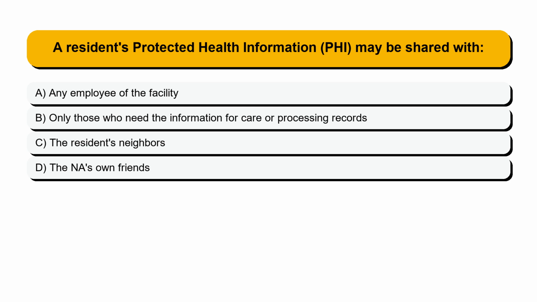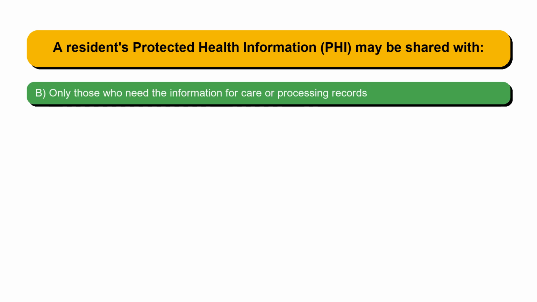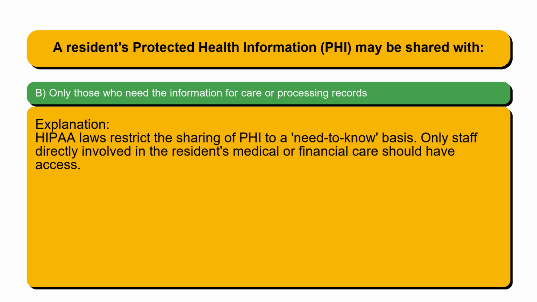Question 34. A resident's protected health information, PHI, may be shared with option A, any employee of the facility. Option B, only those who need the information for care or processing records. Option C, the resident's neighbors. Option D, the NNA's own friends. The correct answer is option B, only those who need the information for care or processing records. HIPAA laws restrict the sharing of PHI to a need-to-know basis. Only staff directly involved in the resident's medical or financial care should have access.